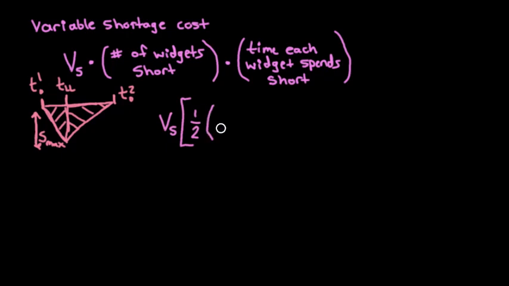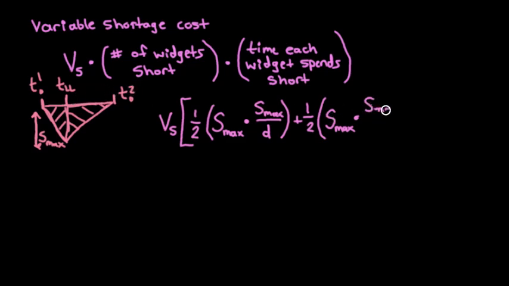So we have 1/2 times S max multiplied by the difference between these two times, which we already calculated at the beginning, which was S max over D. Then we're going to add the area of the other triangle, multiply by the height. And then the base is the difference between these two times, which we calculated at the beginning as S max over P minus D.